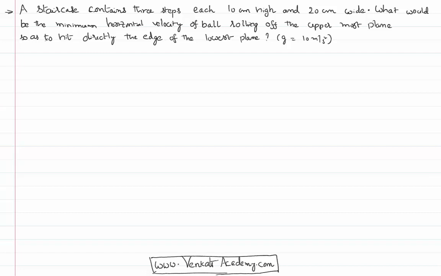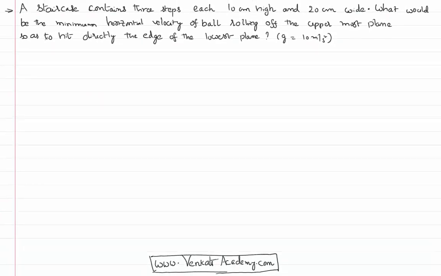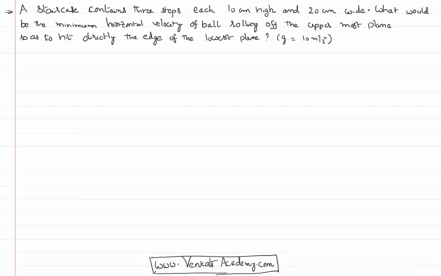In this video lesson, we are solving a problem from motion in two dimensions. The problem is like this. There is a staircase that contains three steps. There are only three steps in this staircase. Each is of 10 centimeters height and 20 centimeters wide. What would be the minimum horizontal velocity of a ball rolling off the uppermost plane so as to hit directly the edge of the lowest plane? That's what the problem is.